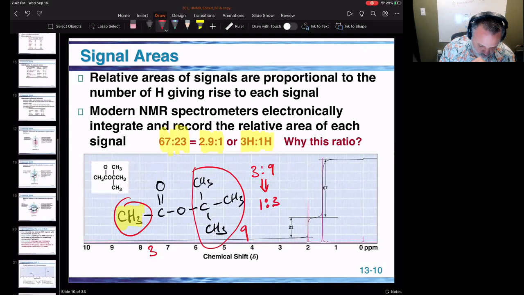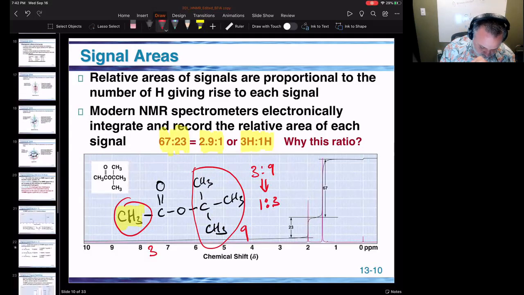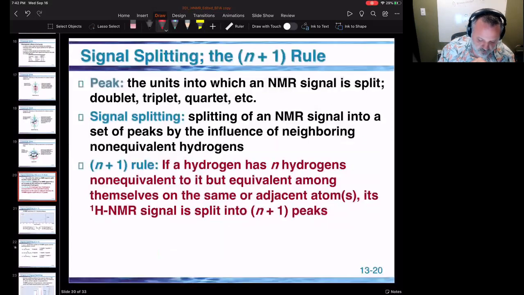So we've talked about where it is. We've talked about how many there are. We've talked about the relative area under the curve being proportional to the number of hydrogens. And now we want to talk about yet another property of signals. It's how does the signal split? And by splitting, I mean the ideal signal is just a single peak.